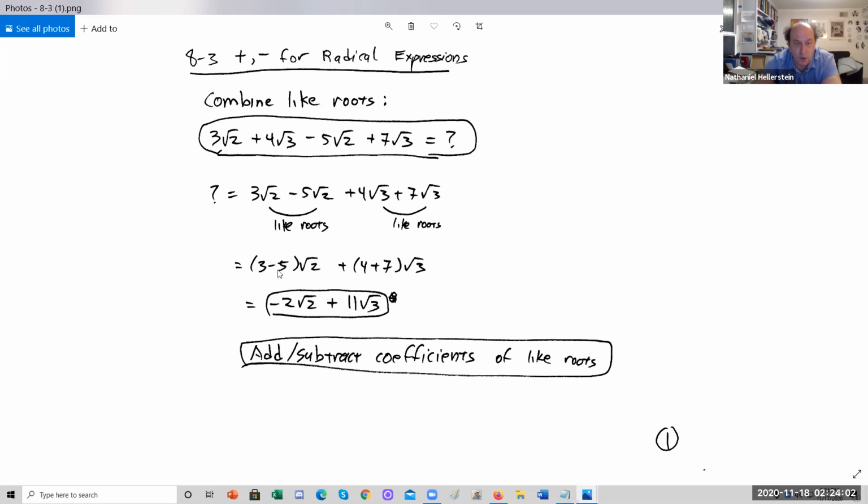All right, and so we get negative 2 root 2 plus 11 root 3. So the trick is to add or subtract coefficients of like roots. That's how we can combine them.